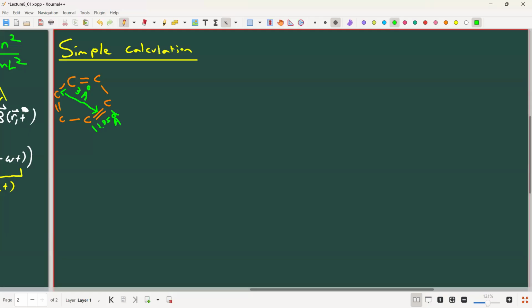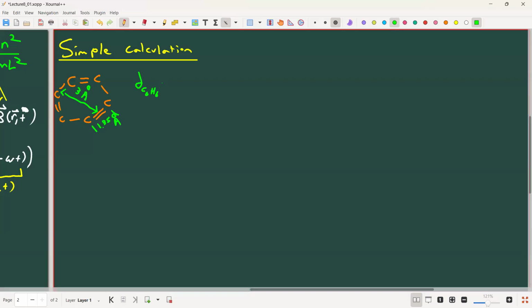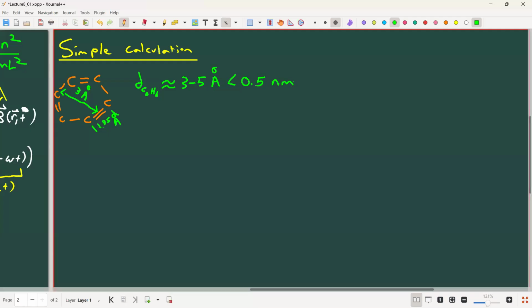So we could say that the diameter of benzene, if we think of it as like a little ball, is kind of on the order of 3 to 5 angstroms, which is half a nanometer. So molecules are on the order of half a nanometer to a nanometer. Of course, if you've got a protein or something, they're quite a bit bigger. But we're talking about little molecules, which if we localized them, don't take up more than about a nanometer of space.